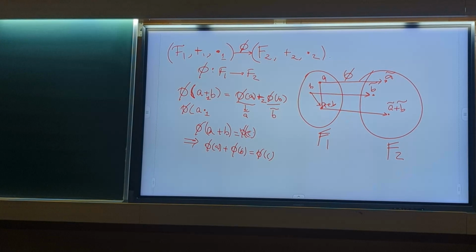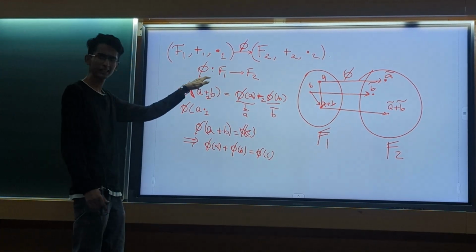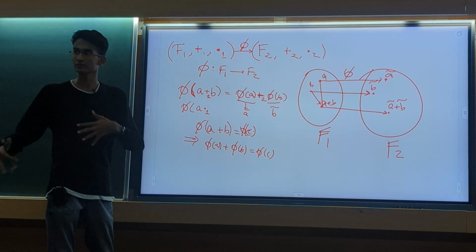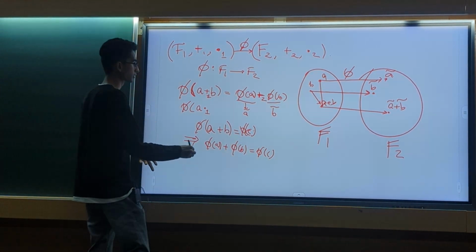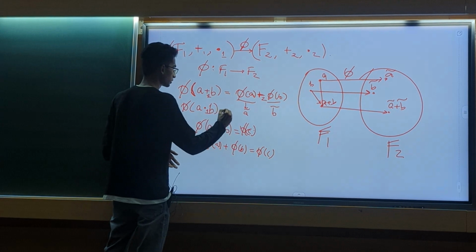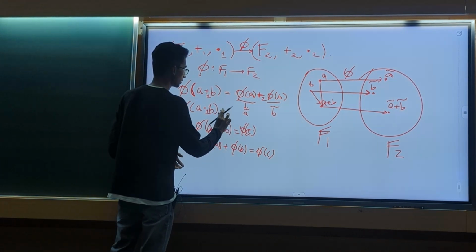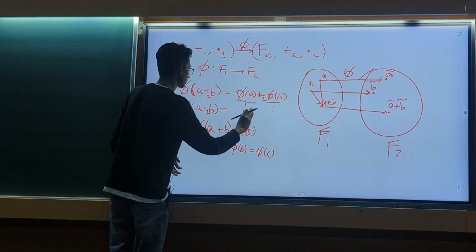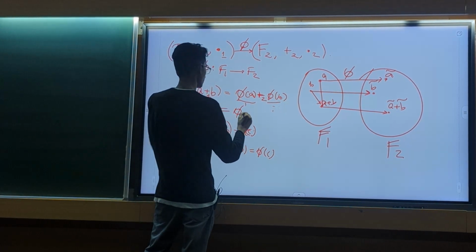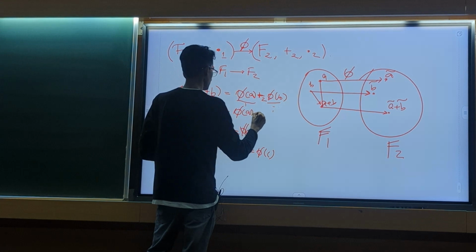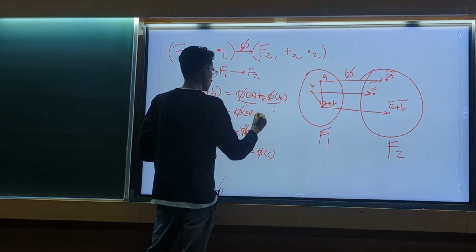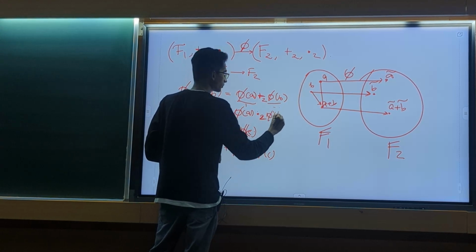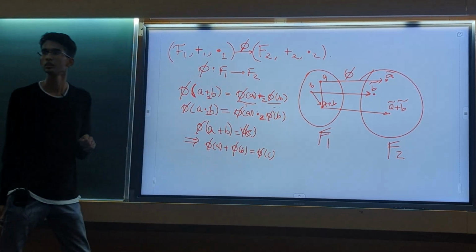Isomorphism, yes. So isomorphism is a special kind of bijection between two fields. Does that make sense? It preserves addition, it also preserves multiplication. So this is also true: phi of A dot B equals phi of A dot phi of B. Alright?